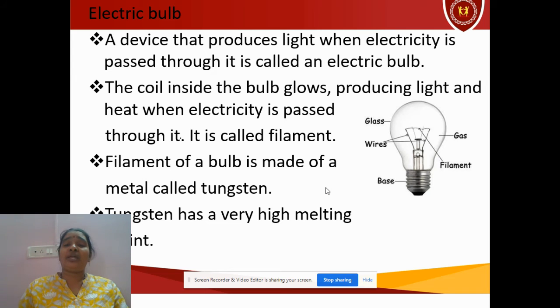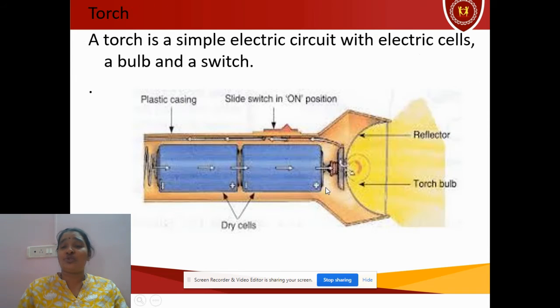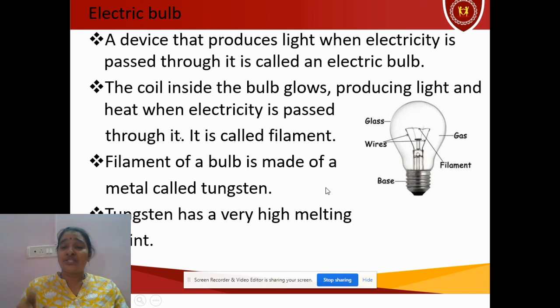So it is covered by glass. Inside that we can see two wires. You can see two wires. Above the two wires you can see a thin wire-like structure that is nothing but the filament. And the filament is made of tungsten.